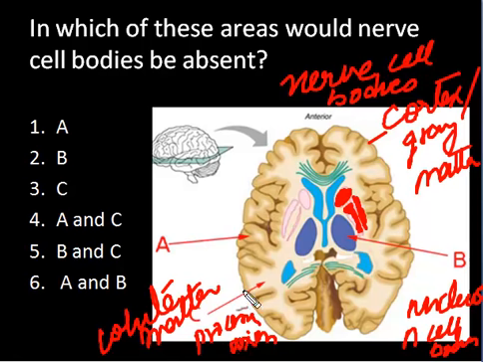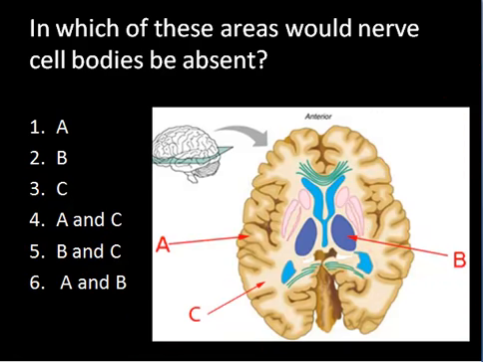So therefore, in A, which is the cortex, nerve cell bodies would be present. So that's not a choice. In B also, they would be present. So that's not a choice. C is where nerve cell bodies would be absent. So C is a choice. Obviously, A and C, B and C, and A and B, these wouldn't be choices. So the correct answer to this question is C.